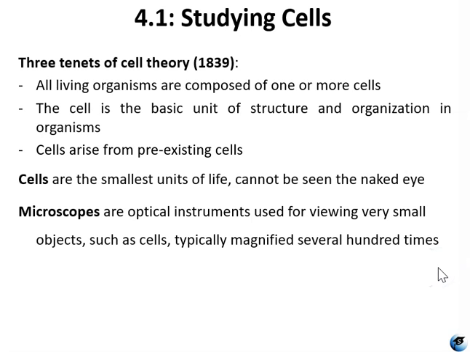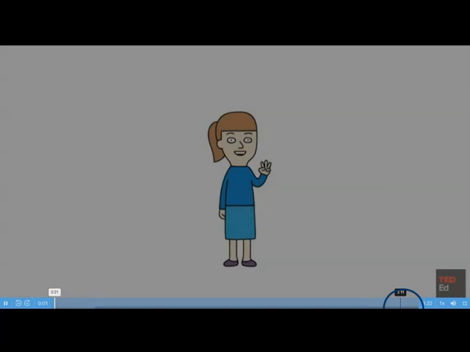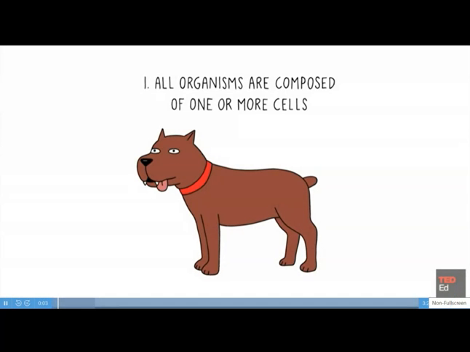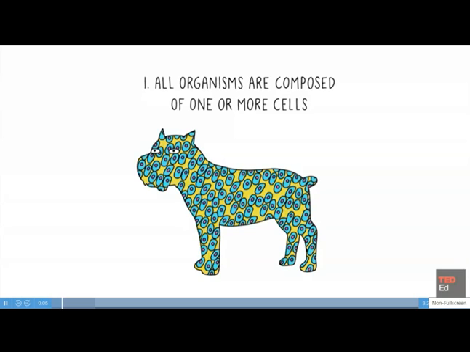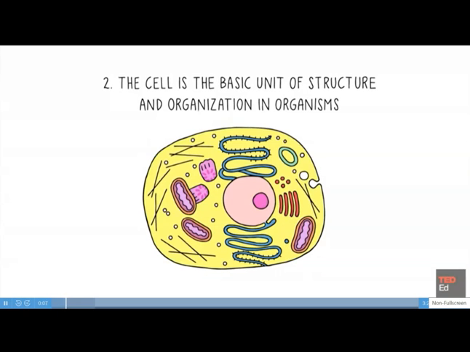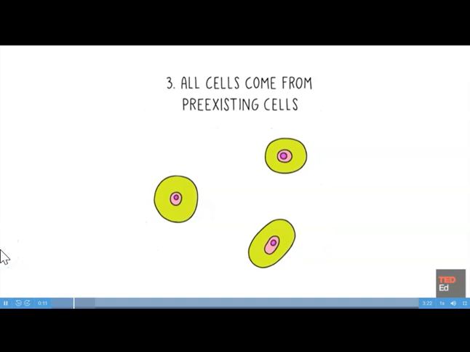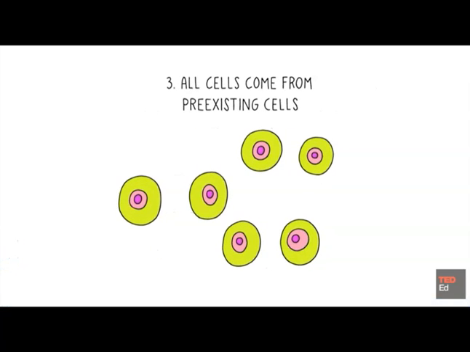So the theory of spontaneous generation was replaced with cell theory in 1839. There are 3 parts to the cell theory. 1. All organisms are composed of 1 or more cells. 2. The cell is the basic unit of structure and organization in organisms. And 3. All cells come from pre-existing cells.